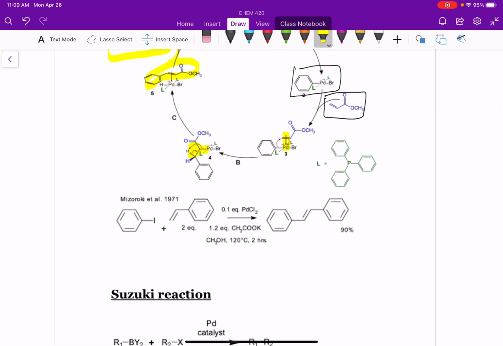So here's another example here. We have iodobenzene. We have our alkene. The alkene is now coupled to the complex there via the Heck reaction. And again, we can just write palladium cat to get that done.